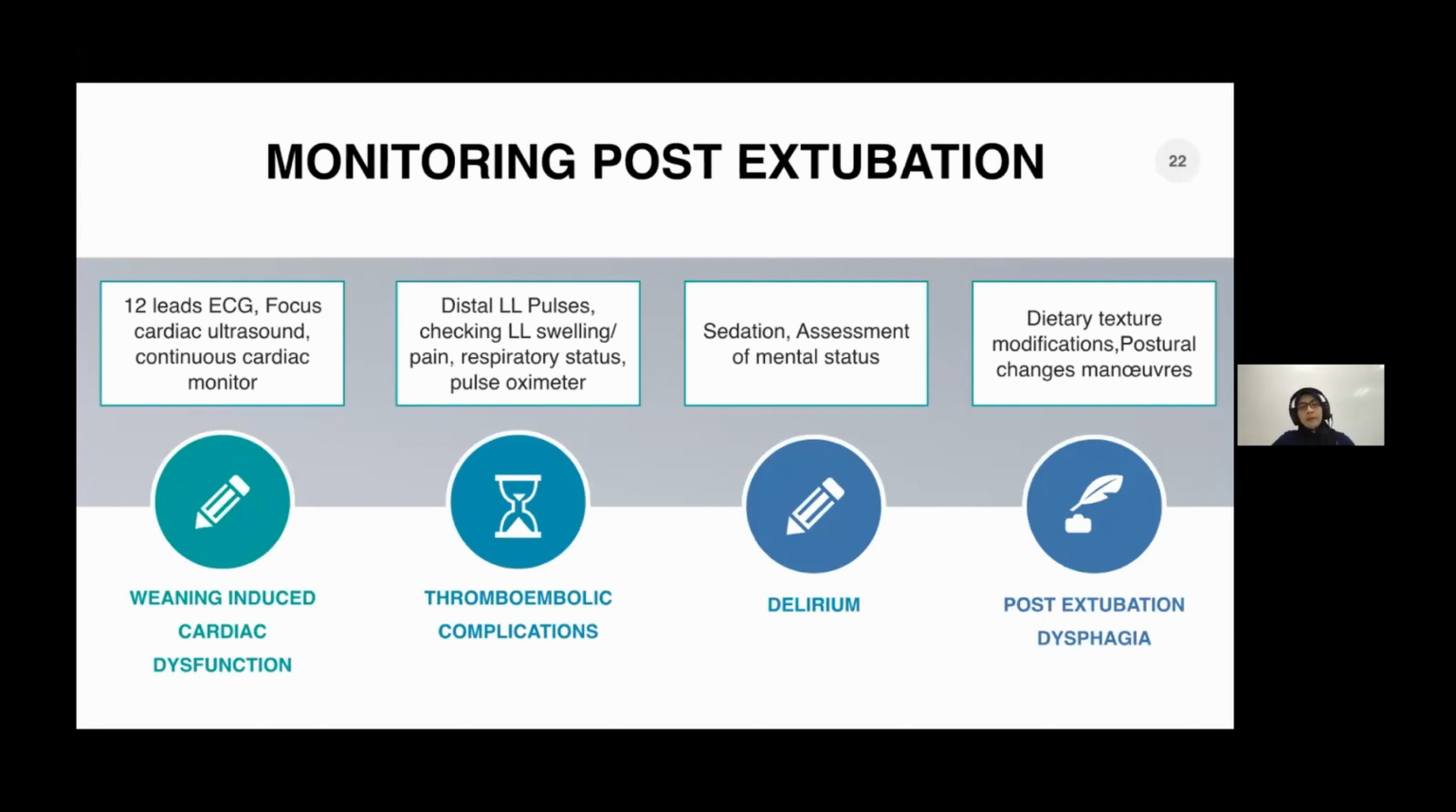And in the event of thromboembolic complications, have a look at the patient's distal lower limb pulses, checking the lower limb swelling, and the pain over the lower limb. Have a look at the respiratory status. If the patient has DVT, now goes to the pulmonary embolism, look at the respiratory status. Was the patient getting more breathless?